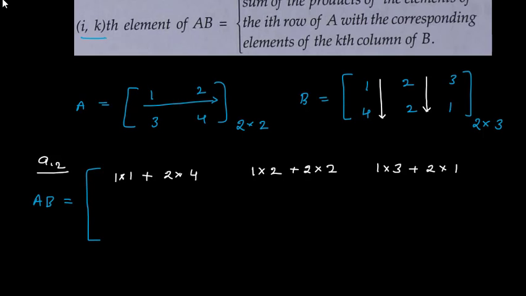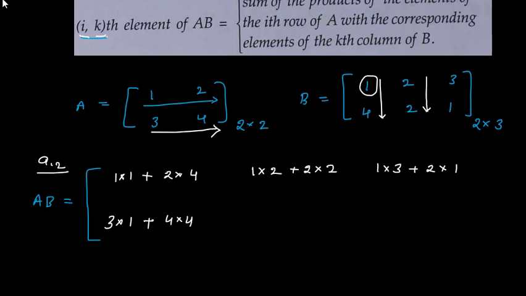Similarly A21. When we start with the second row, here I have to choose the second row, and A21 means second row and first column. So I choose the second row from matrix A and the first column from matrix B. So this 3, I will multiply this 3 with this 1, 3 into 1, plus this 4 is multiplied with 4, 4 into 4.